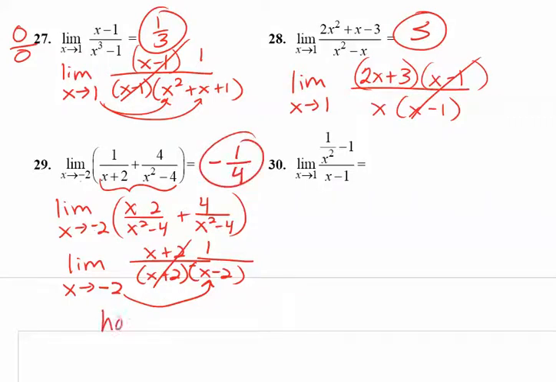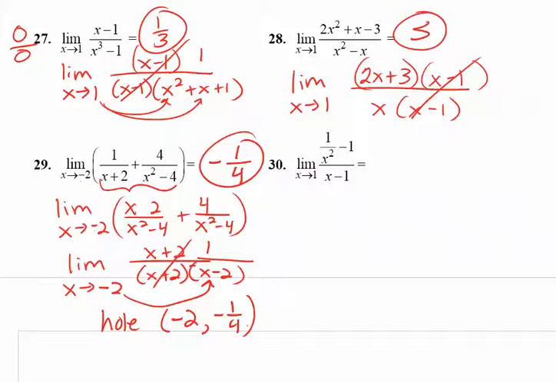So remember what you've just found out. You found out that there's a hole in the graph when the x-coordinate is -2 and the y-coordinate is -1/4. So the limit is the y-coordinate where the hole in the graph occurs.